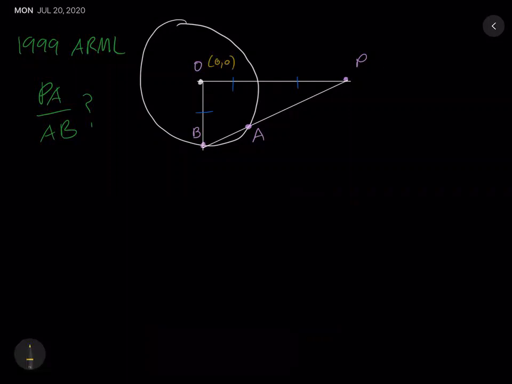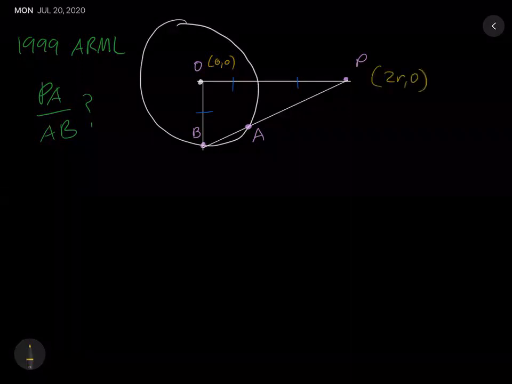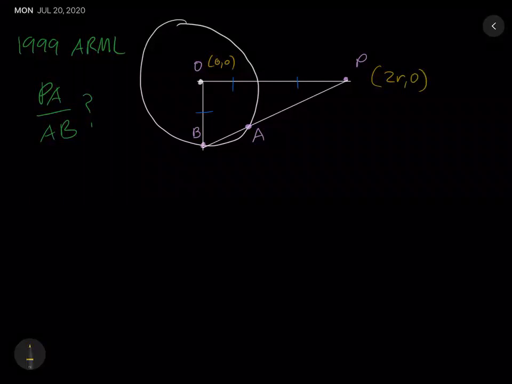So how do we express the other points? We don't exactly have numbers, but we can use variables. We'll assign the radius of the circle as r, as is common procedure, and we can then find that point P is 2r, 0. Point B is 0, -r. And now we have to find point A.